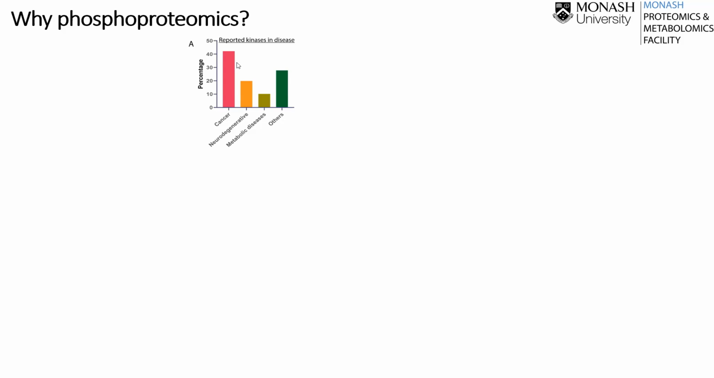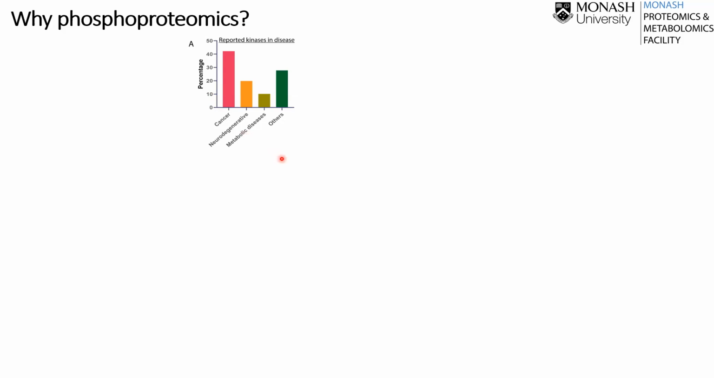You can see on the graph here that in cancer there is dysregulation in kinases, which are the enzymes that catalyze the phosphorylation reaction. So dysregulation in kinases is more frequent in cancers compared to other diseases.